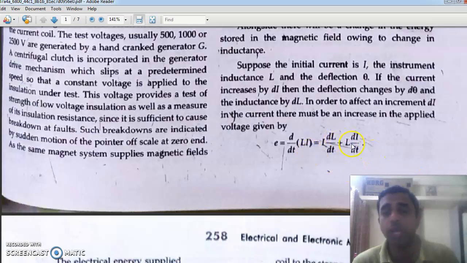Since L is not a constant, L is a variable. Why is L variable? Because when there is an increase in current, the magnetic field changes. Since the magnetic field changes, inductance also changes. So when there is an increase in current, there is a change in energy balance. That is why inductance is not a constant.